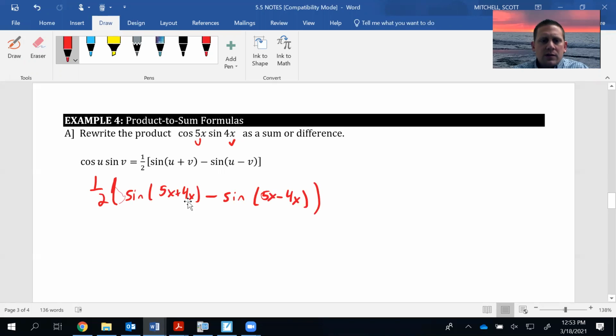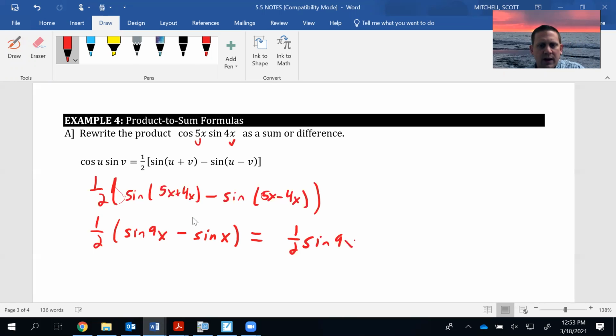All right. So now we just need to go through and simplify. We have a 1/2 times the sine of 9x. I can drop the parentheses if I want, or I can leave them there. That's up to me. And then I got the sine of x. All right. And so we can distribute our 1/2 if we like. Typically, we want to do that when we're simplifying. There may be an exception to that. So it's 1/2 the sine of 9x minus 1/2 the sine of x. There you go.